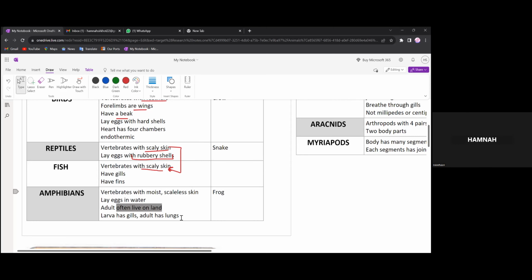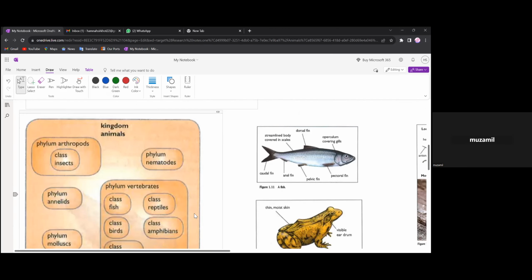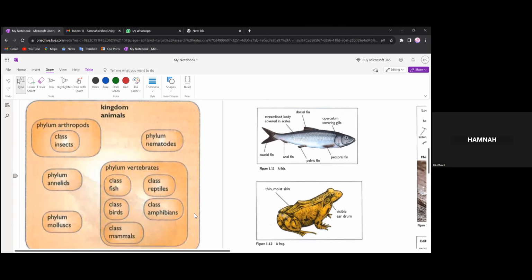Okay, and they have moist and scaleless skin. Now we were studying scaly animals up till now. Fish and reptiles both have scaly skin. Now amphibians have moist, scaleless skin. Have you ever seen a frog? Frogs have smooth, almost wet skin, and they have no scales on it, right?